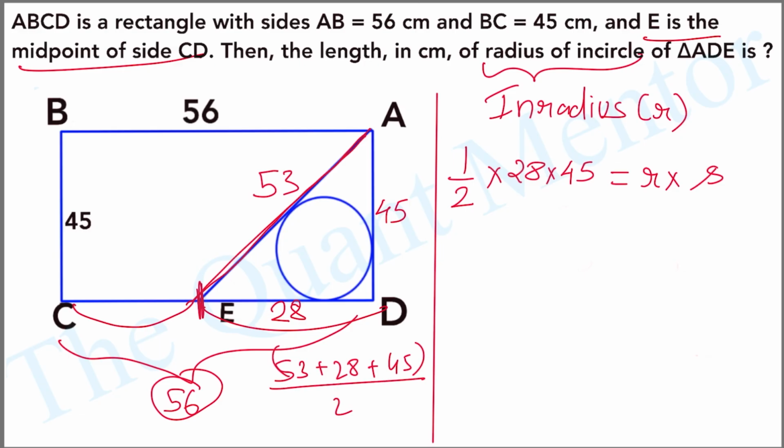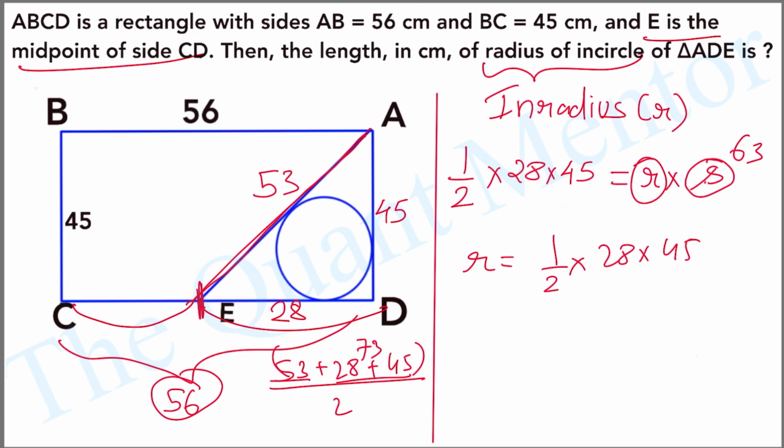And if you calculate, it becomes 53 and 73, 126, the half is 63. So the semi-perimeter here will be 63. I'll just substitute the value of S here as 63. And I can write now the inradius here is half into 28 into 45 divided by 63.